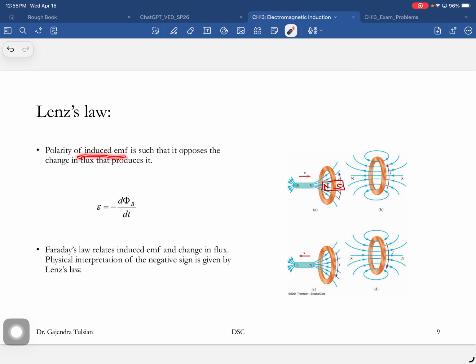So the polarity of the induced EMF is such that it opposes the change in flux that produces it. So this magnet is trying to increase the flux through it. The induced EMF is trying to oppose that change. Similarly, if you pull the magnet out in this direction, the induced current will be in the opposite direction, such that this is a south pole and it's preventing you from moving it. So you have to do work to bring this magnet in, and the work that you did got converted to electrical energy. Remember, there's no free lunch ever.